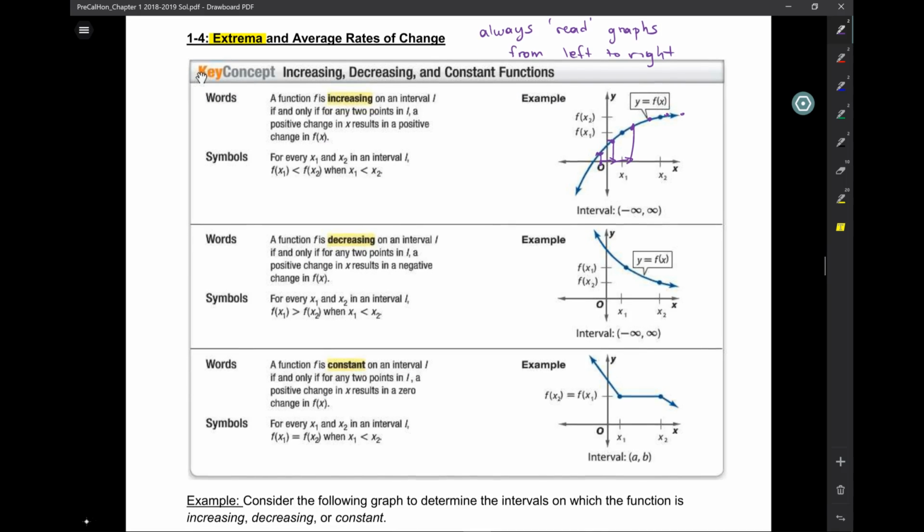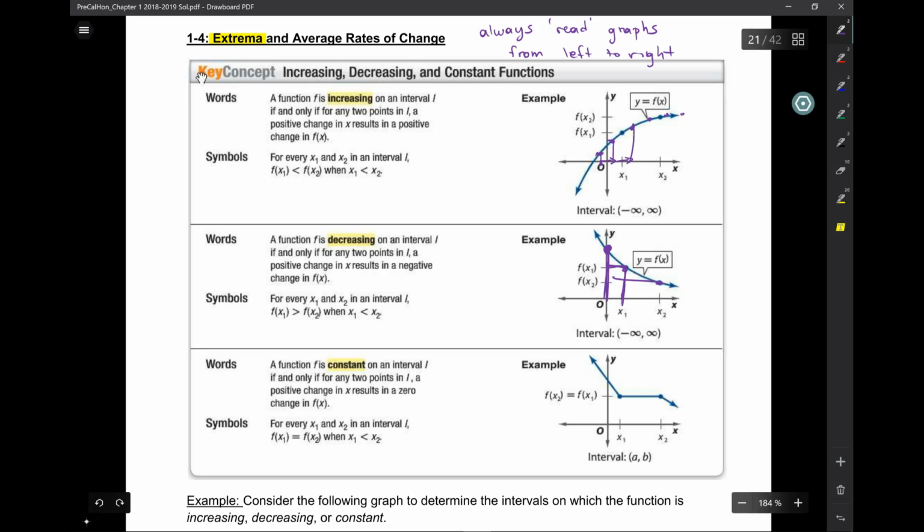A decreasing function is the opposite. As you move from left to right on the x-axis, the values of the function are going to be decreasing. When you're at x equals 0, here's your y value. If you move to the right, your y value is lower, and then lower and lower. So that's a decreasing function.